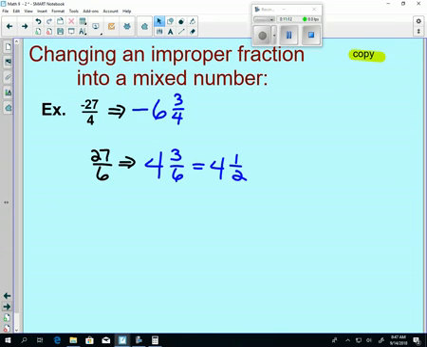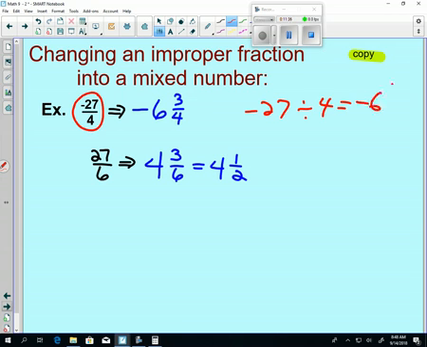Another example, minus 27 over 4. We want to now go from the improper fraction to the mixed number. This is a little easier because we can put this right into our calculator. We just enter negative 27 divided by 4, and that's going to give us 6 3/4.